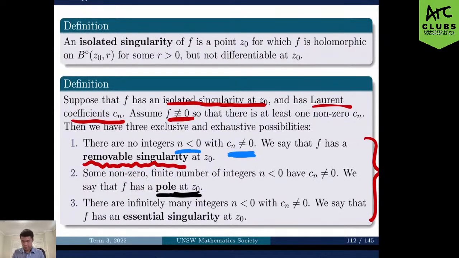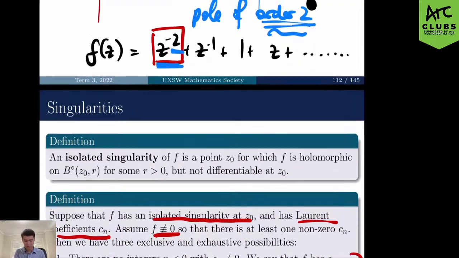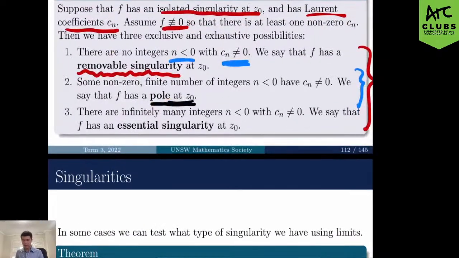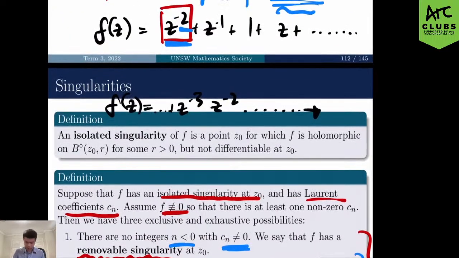Yeah, so that's a pole. And the last option is if there's no pole, there's no highest order negative term, it actually goes on forever. So we've got f(z) equals, and it never stops, right? There's a z minus 2, there's a z minus 3, and it keeps on going until minus infinity. In that case, we call it an essential singularity, because you can't remove it at all. You can't do anything with it. It just keeps on going off into the abyss.